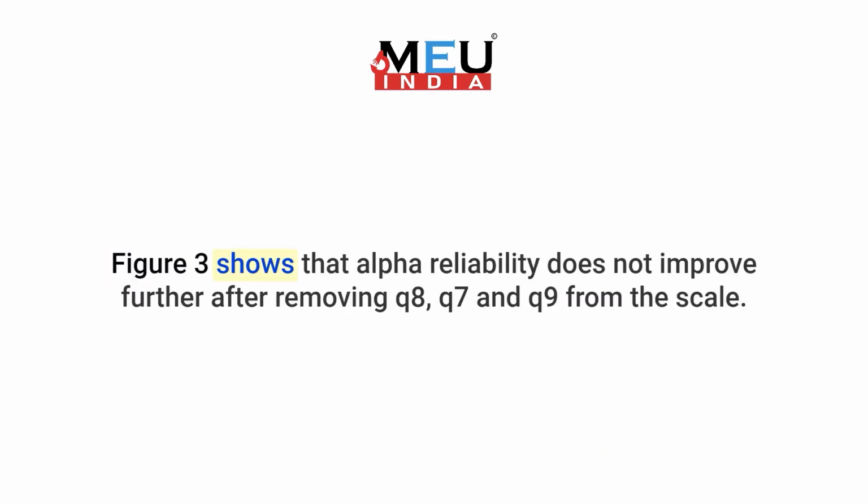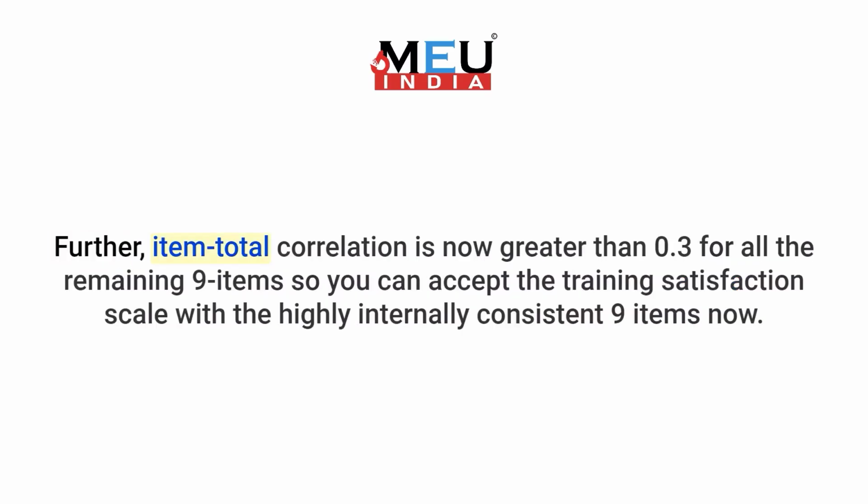Figure 3 shows that alpha reliability does not improve further after removing Q8, Q7, and Q9 from the scale. Further, item-total correlation is now greater than 0.3 for all the remaining 9 items, so you can accept the training satisfaction scale with the highly internally consistent 9 items now.